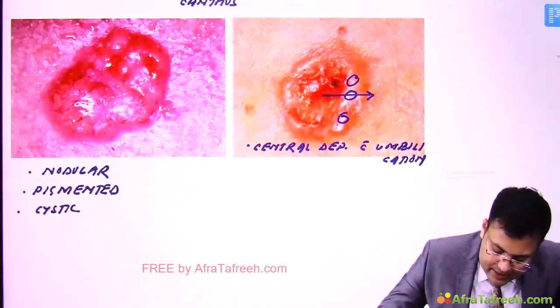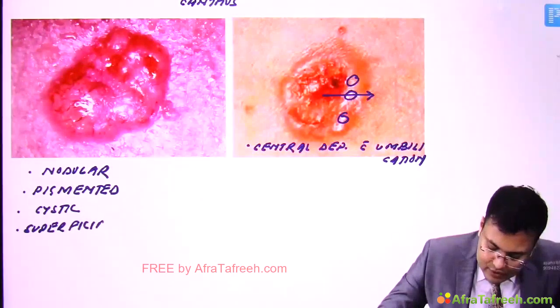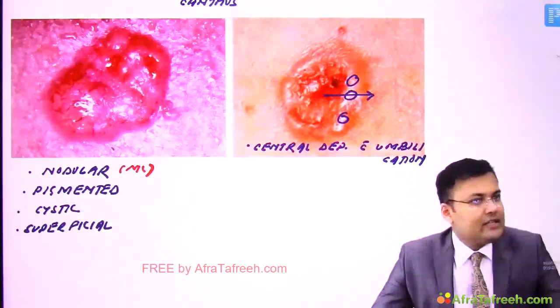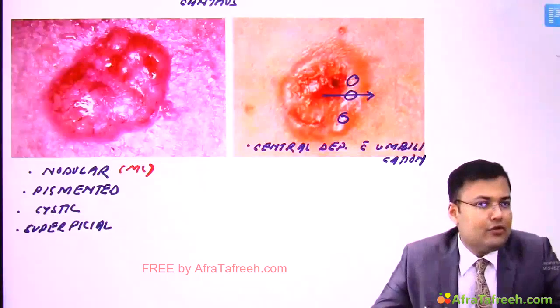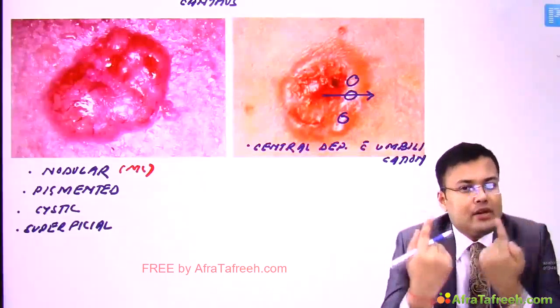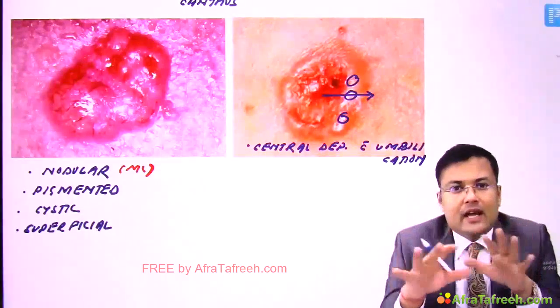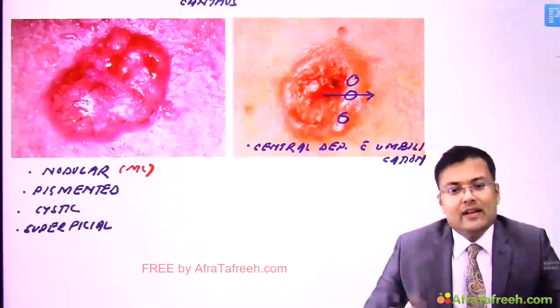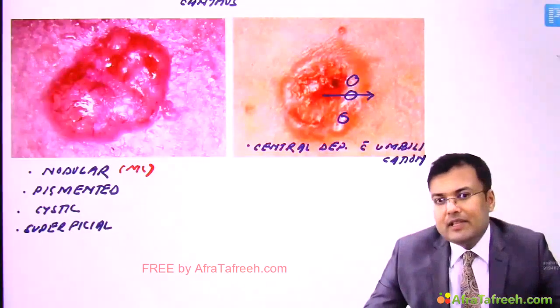Nodular, pigmented, cystic and superficial. Clear? So which one is the most common type? The most common type is nodular. And we discussed what is the classical feature of nodular variety. There is presence of pearly white nodules in the periphery, dilated vessels over the surface, that is known as telangiectatic vessels, and there is central depression with umbilication.